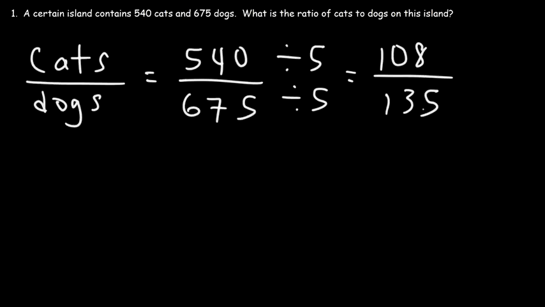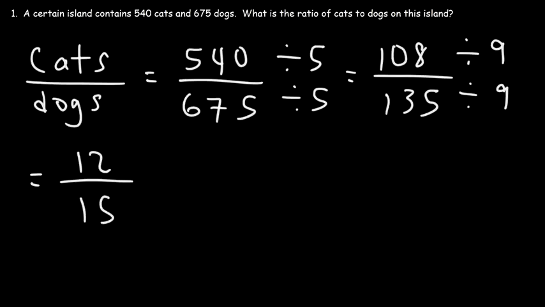Now, we need to simplify this further if possible. So what number goes into 108 and 135? Well, let's find out. It turns out that both of these numbers are divisible by 9. 108 divided by 9 is 12. 135 divided by 9 is 15.